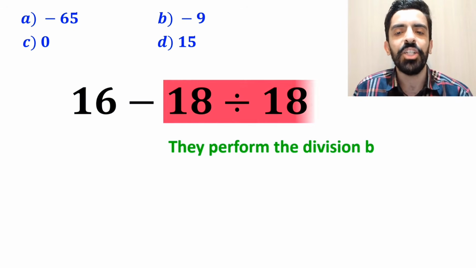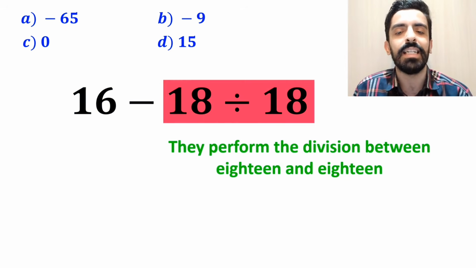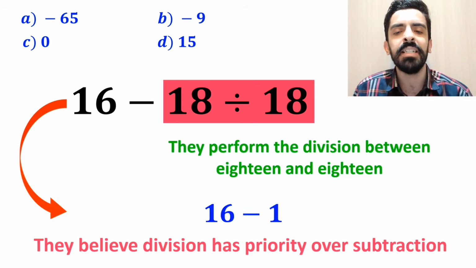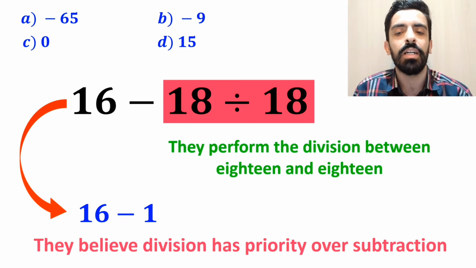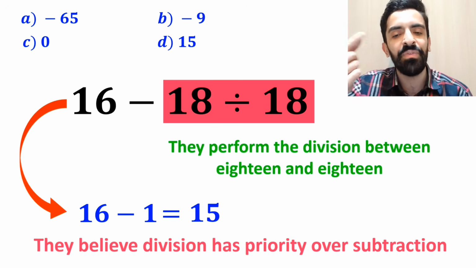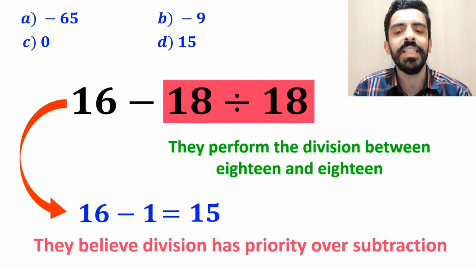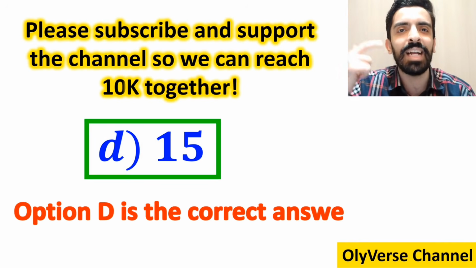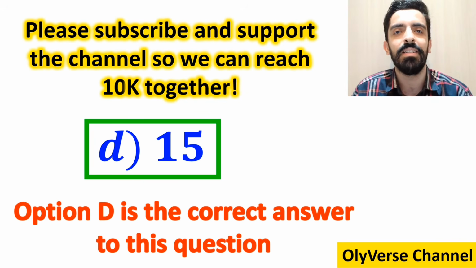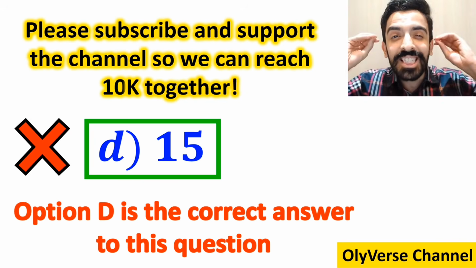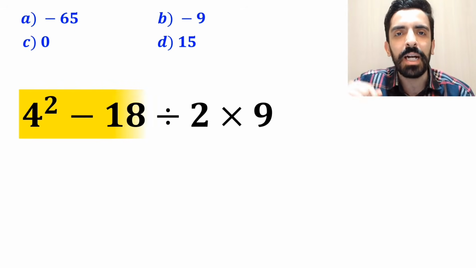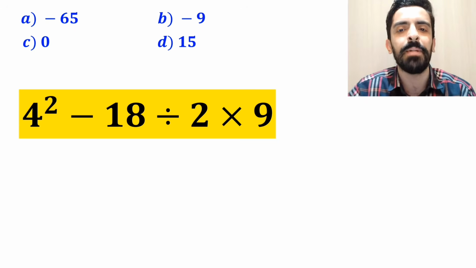Next, they perform the division between 18 and 18, since they believe division has priority over subtraction. And they rewrite this expression as 16 minus 1, which ultimately gives them the answer 15. And immediately, they conclude that option D is the correct answer to this question. However, that's definitely wrong. Alright, now let me explain step by step how to solve this expression properly.